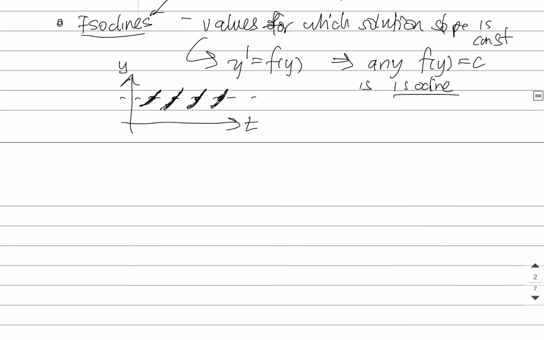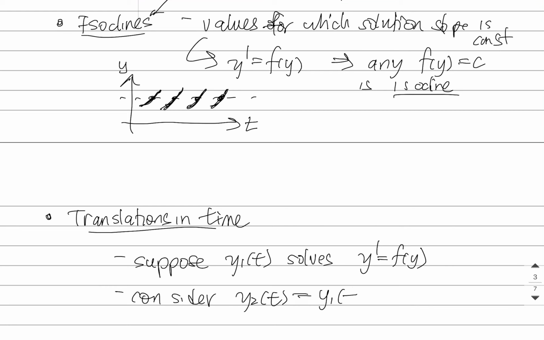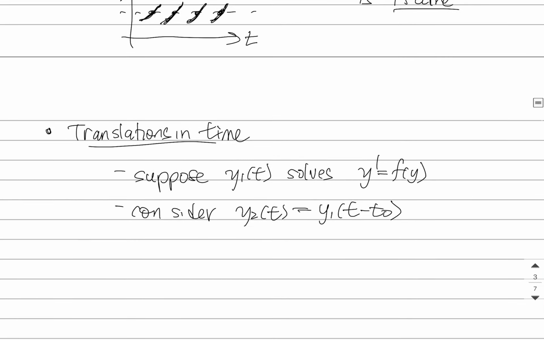Now, piggybacking right off of that is the next point: translations in time, in t. So if we have our differential equation and we say y1 of t solves this DE, let's talk about a second solution. That's just a shift of that first one, a shift in time. Is this going to still solve the DE?